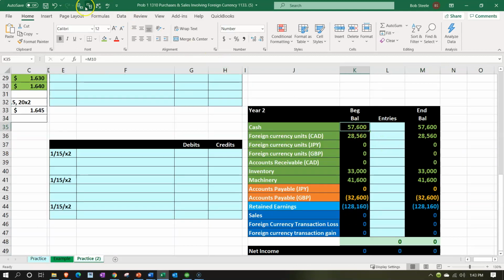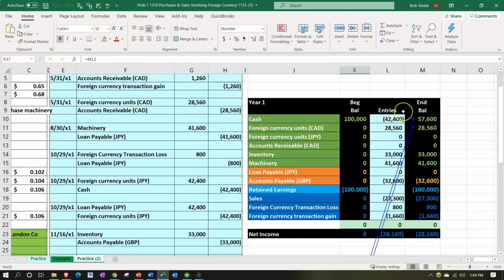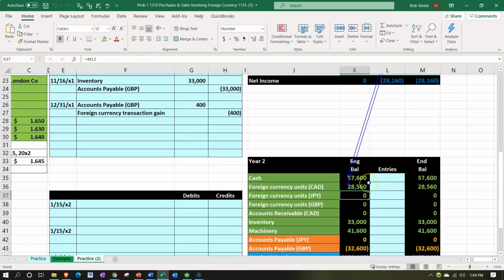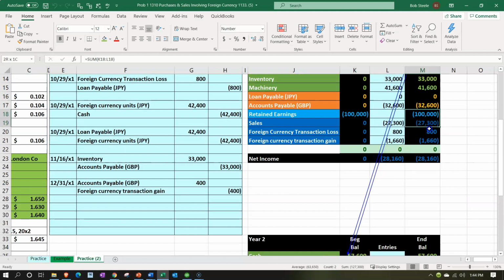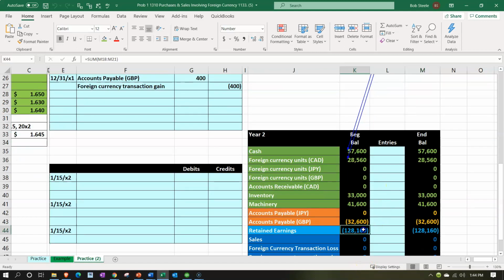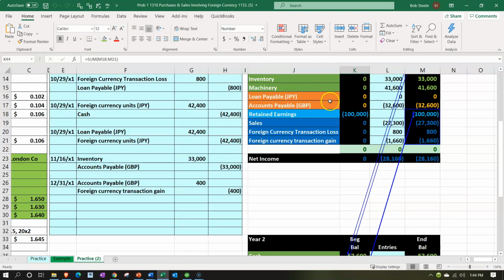So in other words, the items down here are being pulled from the ending balances up top. We're just saying those are our ending balances, and these are our beginning balances. The only difference is that all the equity accounts, if we close them out in our closing process, would roll into the amount of 128,160, which is here. So that's our beginning balance for year 2 that we're thinking about in our practice problem.